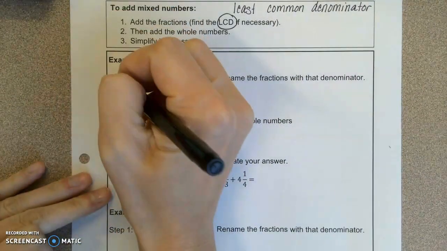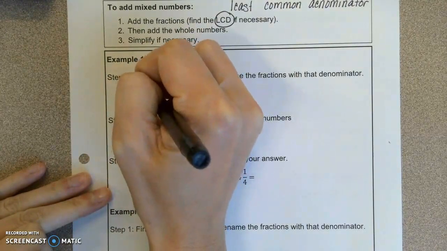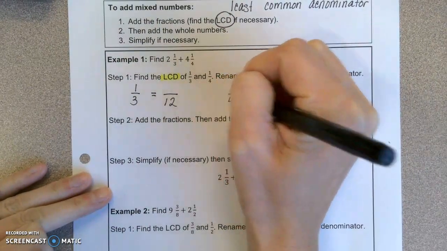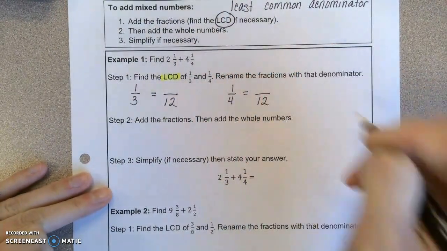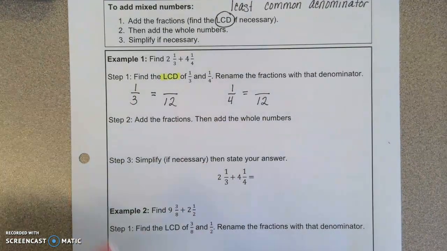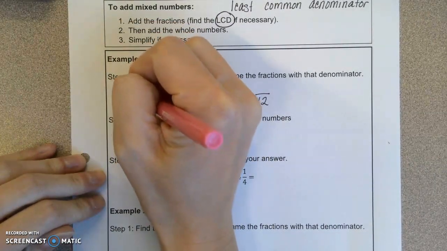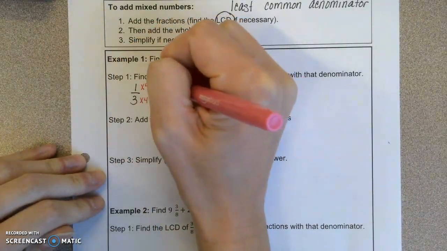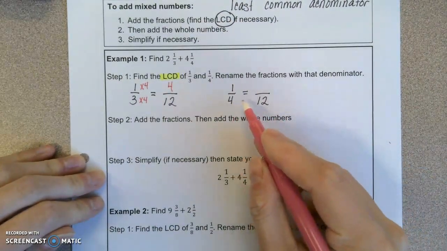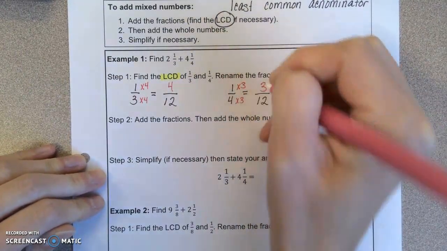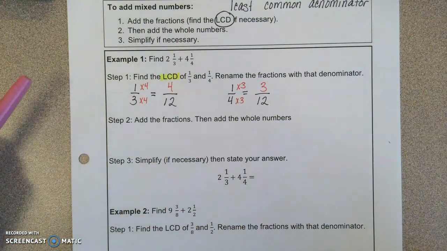So I'm going to rewrite my fractions. So I have 1/3 equivalent to a fraction with 12 on the bottom, and 1/4 equivalent to a fraction with 12 on the bottom. So when we do this, remember when we find equivalent fractions, we just multiply the top and bottom number by the same number. So to get from 3 to 12, I would do 3 times 4. So I'm going to go 1 times 4. Over here, I would do 4 times 3. So I would do 1 times 3. So my new fractions are 4/12 and 3/12.